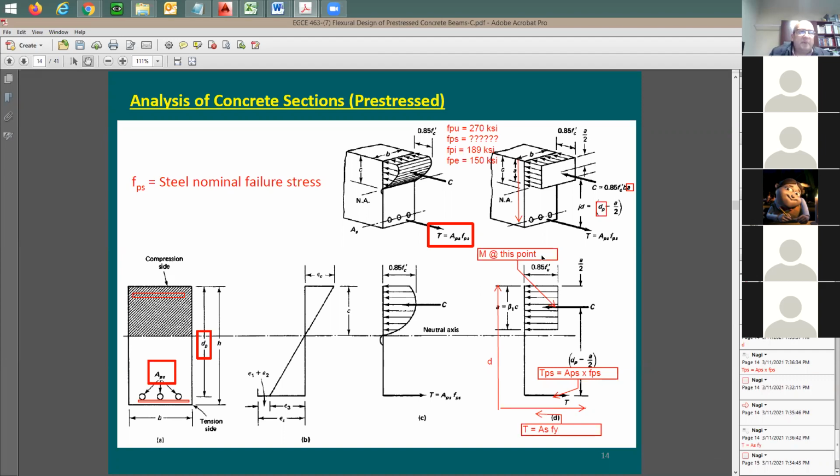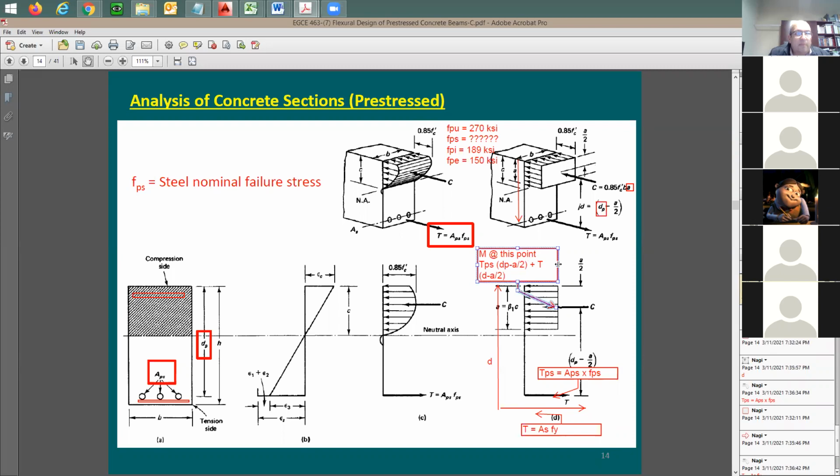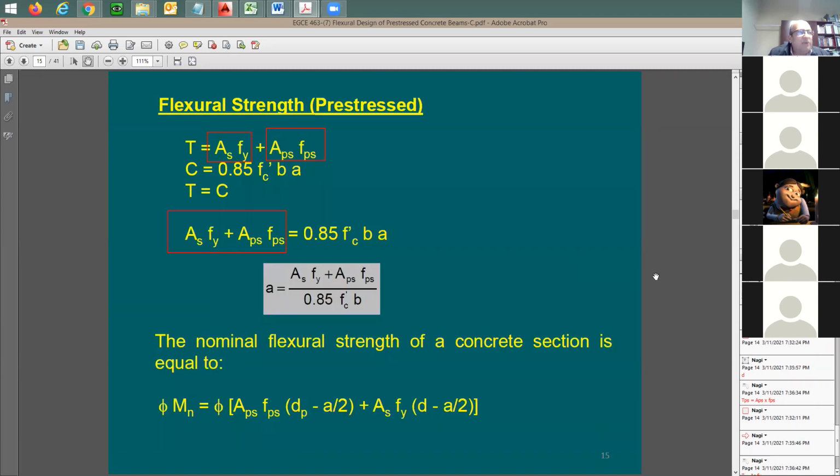Now let's start here by taking the moment about this point. How many forces do I have when I take it about this one? I have two tension forces. I'm going to have TPS multiplied by dP minus a over 2, plus the conventional steel tension force, which is equal to T times d minus a over 2. So I combine the two forces in one equation, and this is going to be M sub n. At the end, you need to multiply by the phi factor. And this is exactly what you have here in this equation.